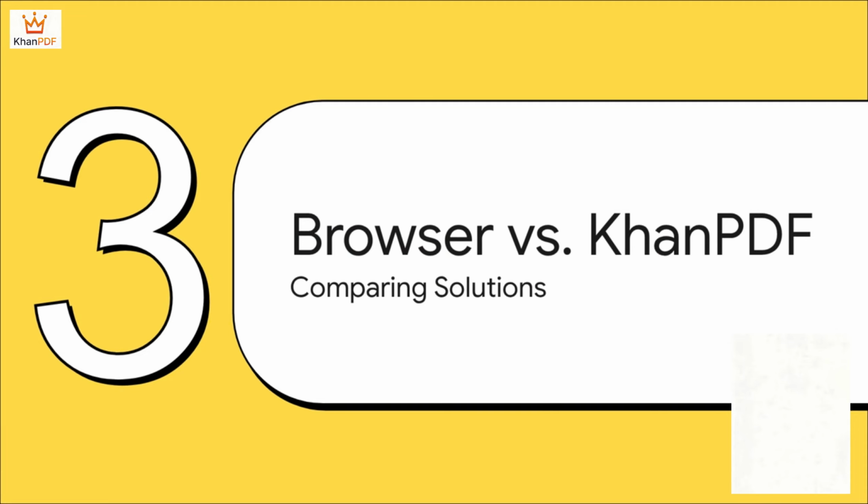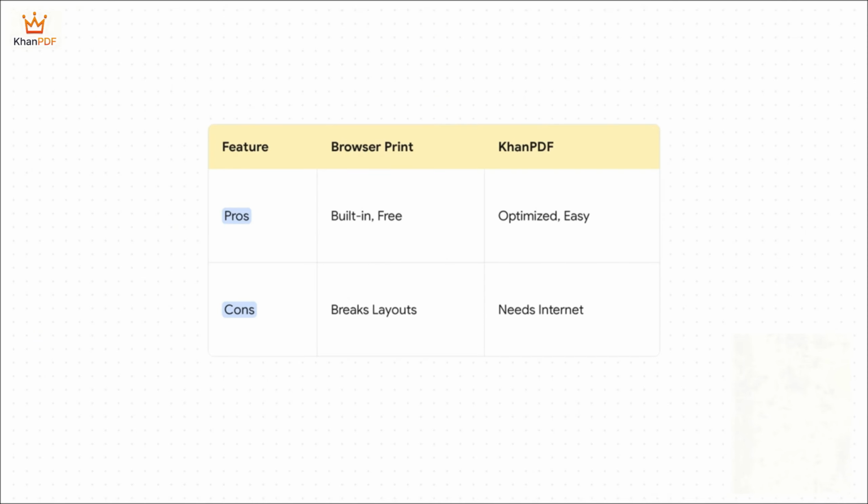Let's look at Section 3, Browser Print versus KhanPDF. Let's actually look at the data and directly compare these two approaches. On the left, we have your standard browser print. The pros? Sure, it's built in and it's free. But the cons are massive. It breaks page layouts, struggles with long pages, and drags in all those unwanted navigation menus and ads.